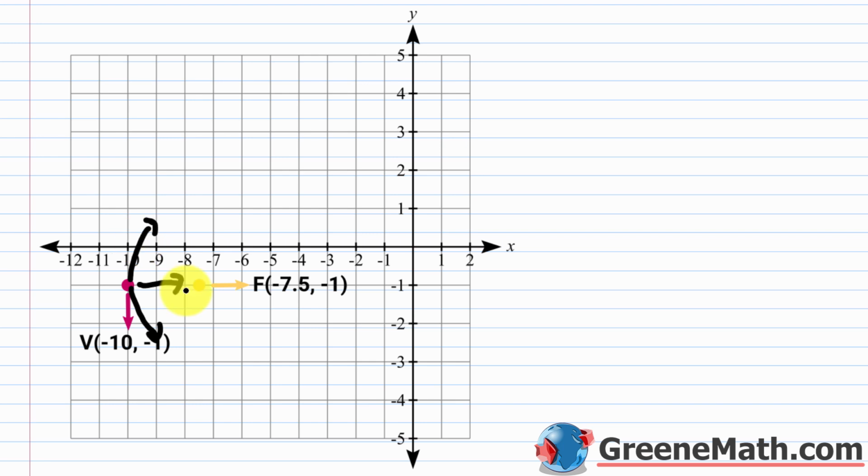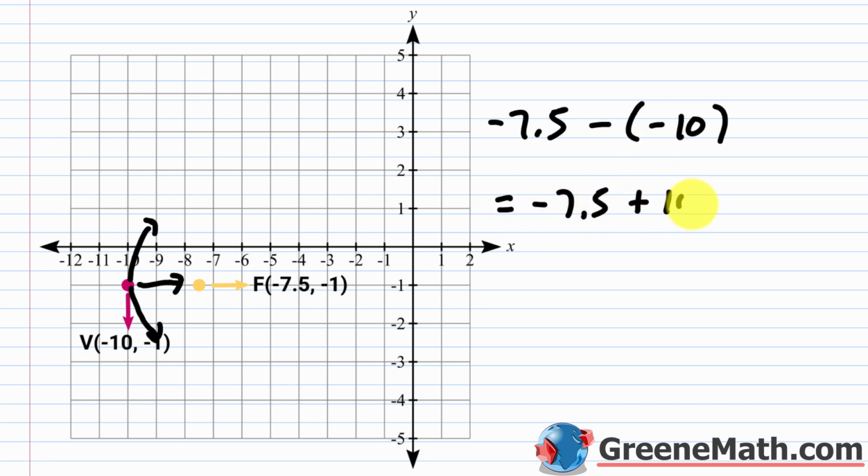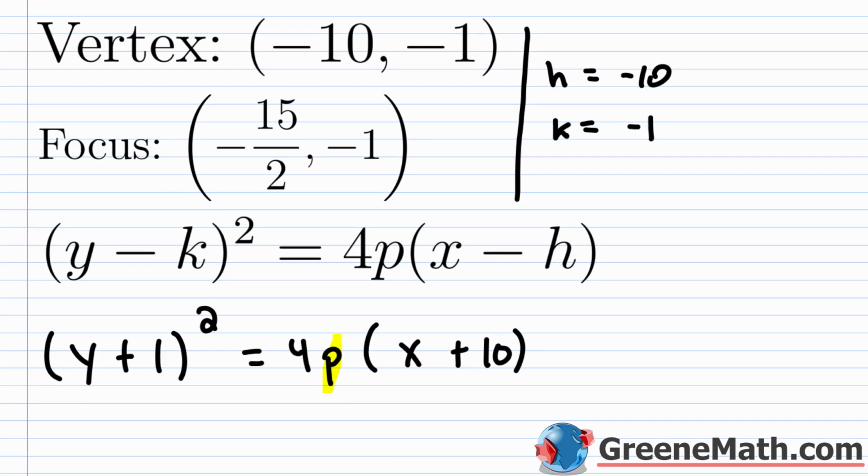Well, how do we get a positive when we get this distance right here? We take the larger and we subtract away the smaller. So I'm going to take -7.5, which is the larger here, and subtract away the smaller, which is -10. And so this would be equal to -7.5 minus the -10, which is +10. And so this equals positive 2.5, or you could write 5/2 if you're working with fractions. So that tells me that the p-value there, or the directed distance from the vertex to the focus, is 5/2 or 2.5.